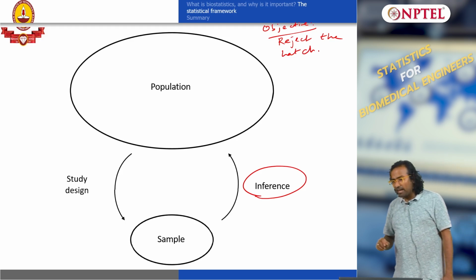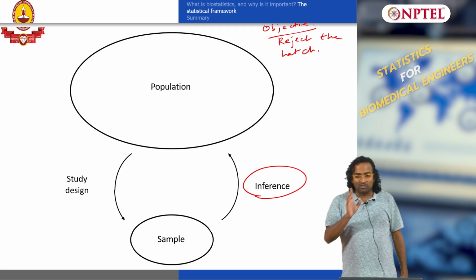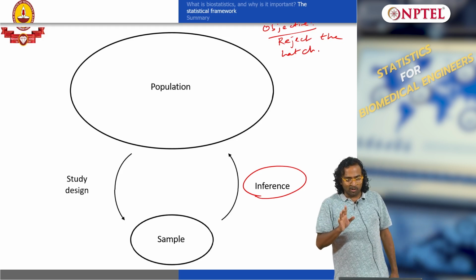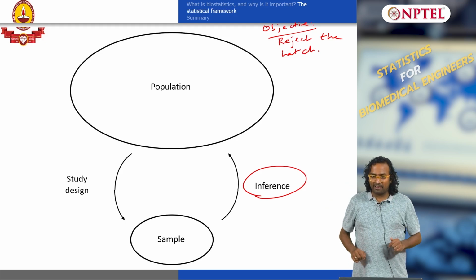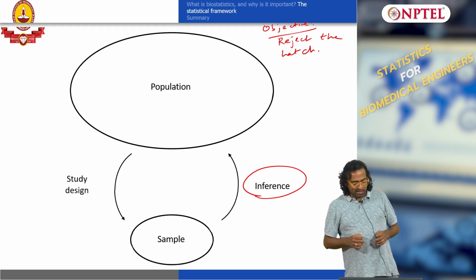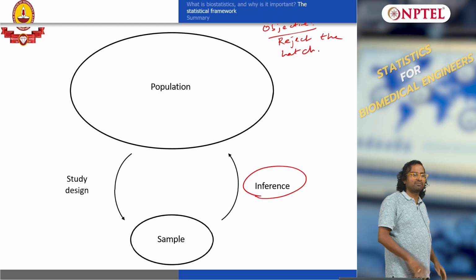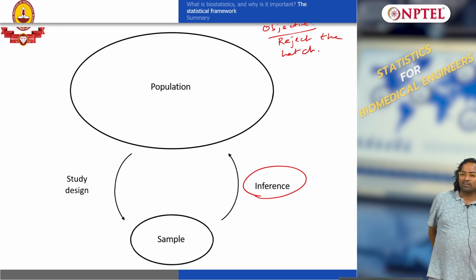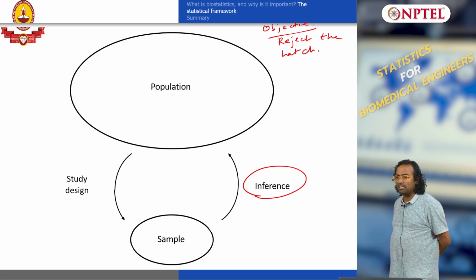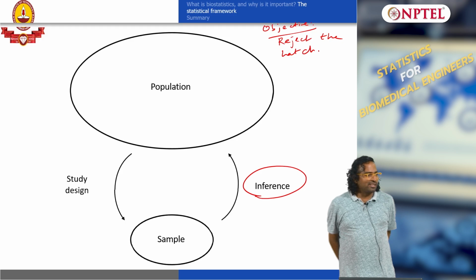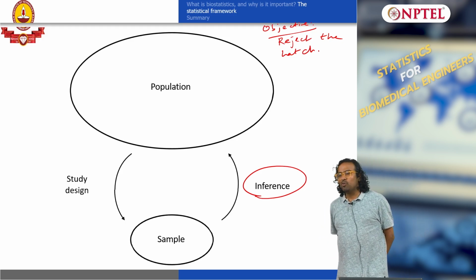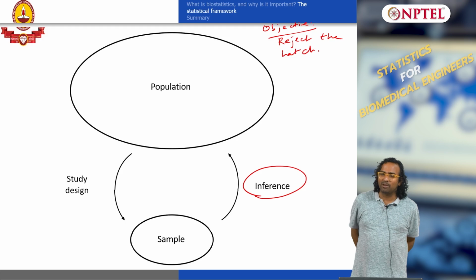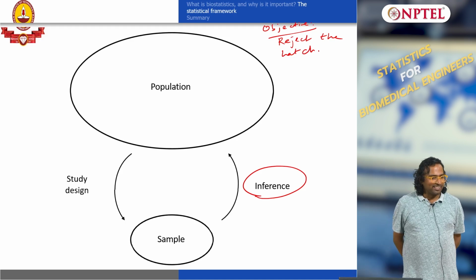So if you want to prove something, here I want to prove that I want to reject the batch as bad. Now how are you going to do this? So I want to reject the batch. How do you set about it? Now your objective is clear. What is it? I want to reject the batch. In a drug molecule, what will be the objective? I will tell you why.